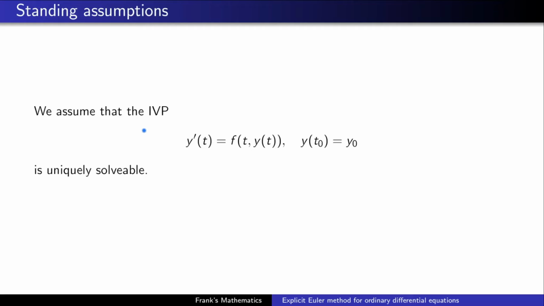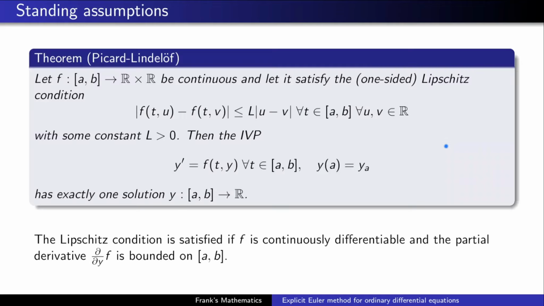We assume that the initial value problem I just presented to you actually is uniquely solvable. This is a very strong assumption, but luckily we can use the famous Picard-Lindelöf theorem, which gives us exactly what we need. So let's look at this theorem in a bit more detail. We have a continuous function, and it should satisfy the Lipschitz condition on the second argument. So it's a one-sided Lipschitz condition. So in the second argument, this inequality should hold with some constant L.